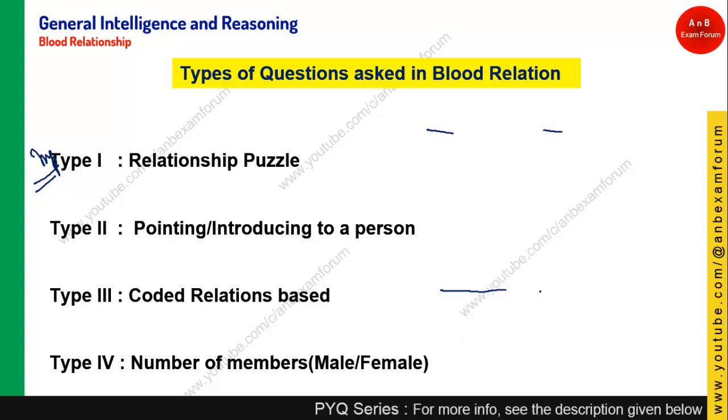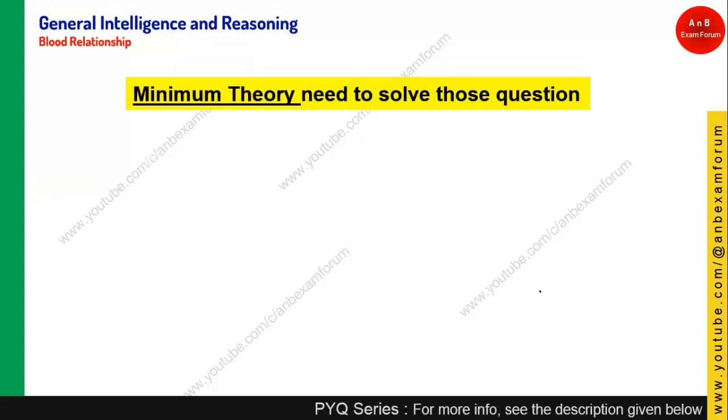So for the first objective of today's class, we have seen the types of questions asked in blood relation. The next objective is the minimum theory needed to solve those questions. What is the minimum theory needed to solve all those four types? The first is blood relation names. Unless you know the names, you cannot solve these questions. We'll see the different blood relation names.